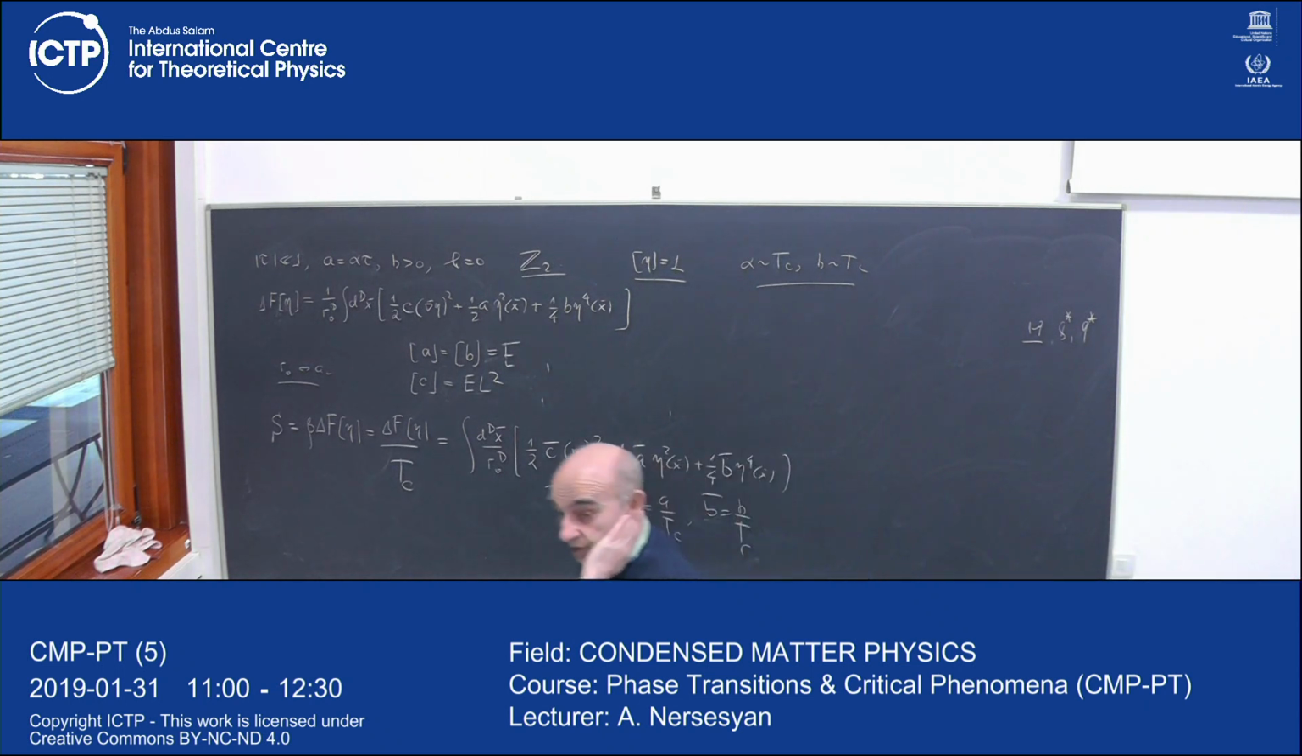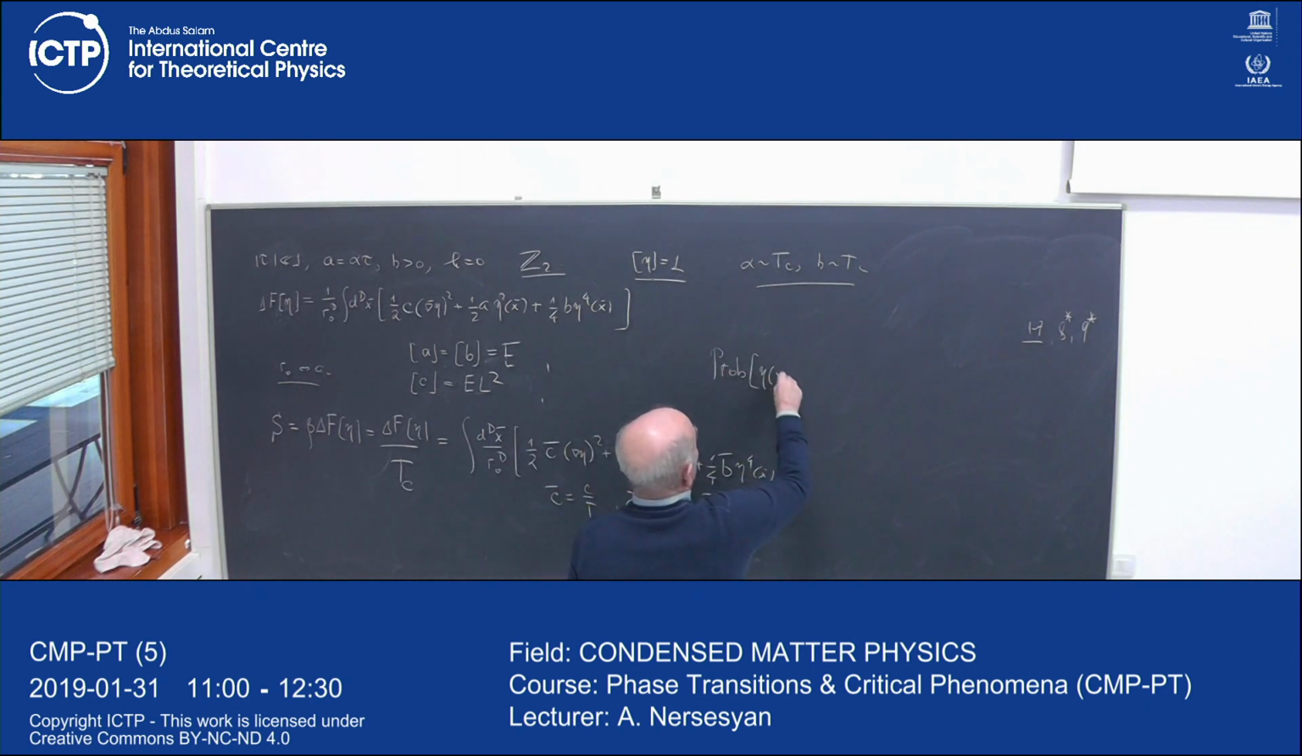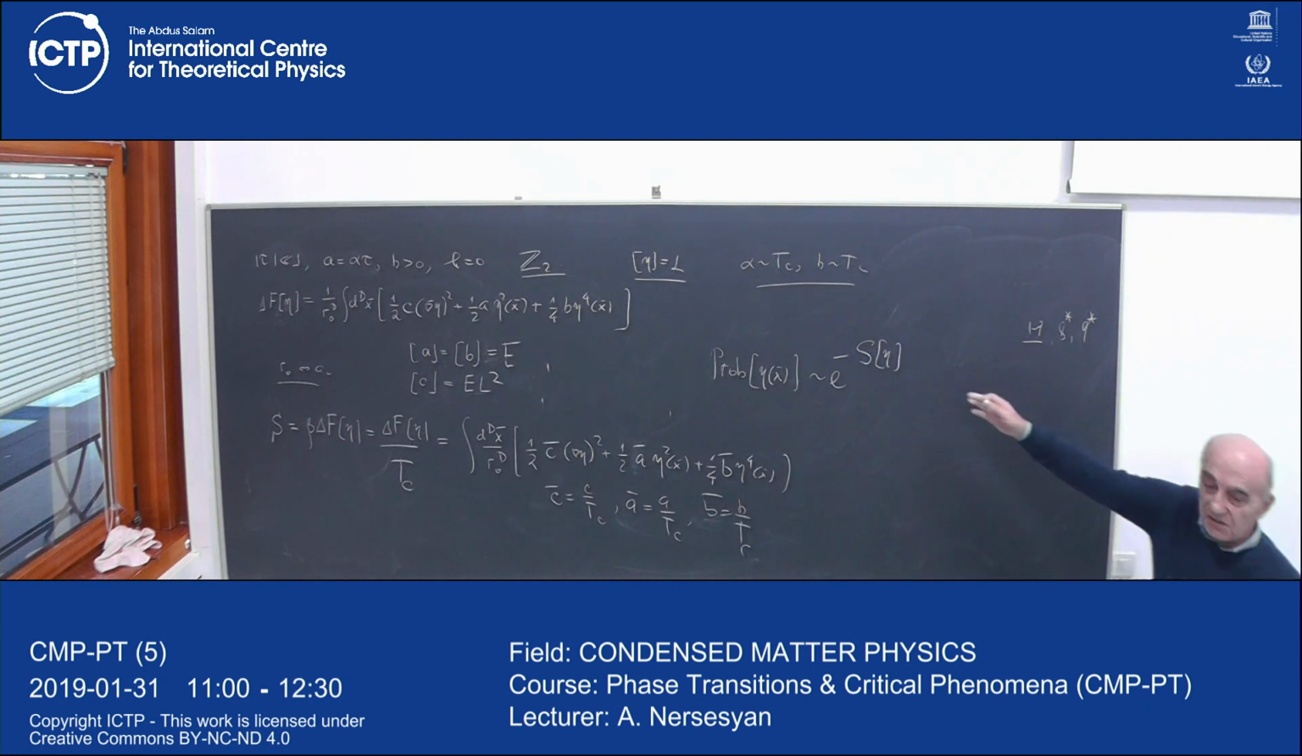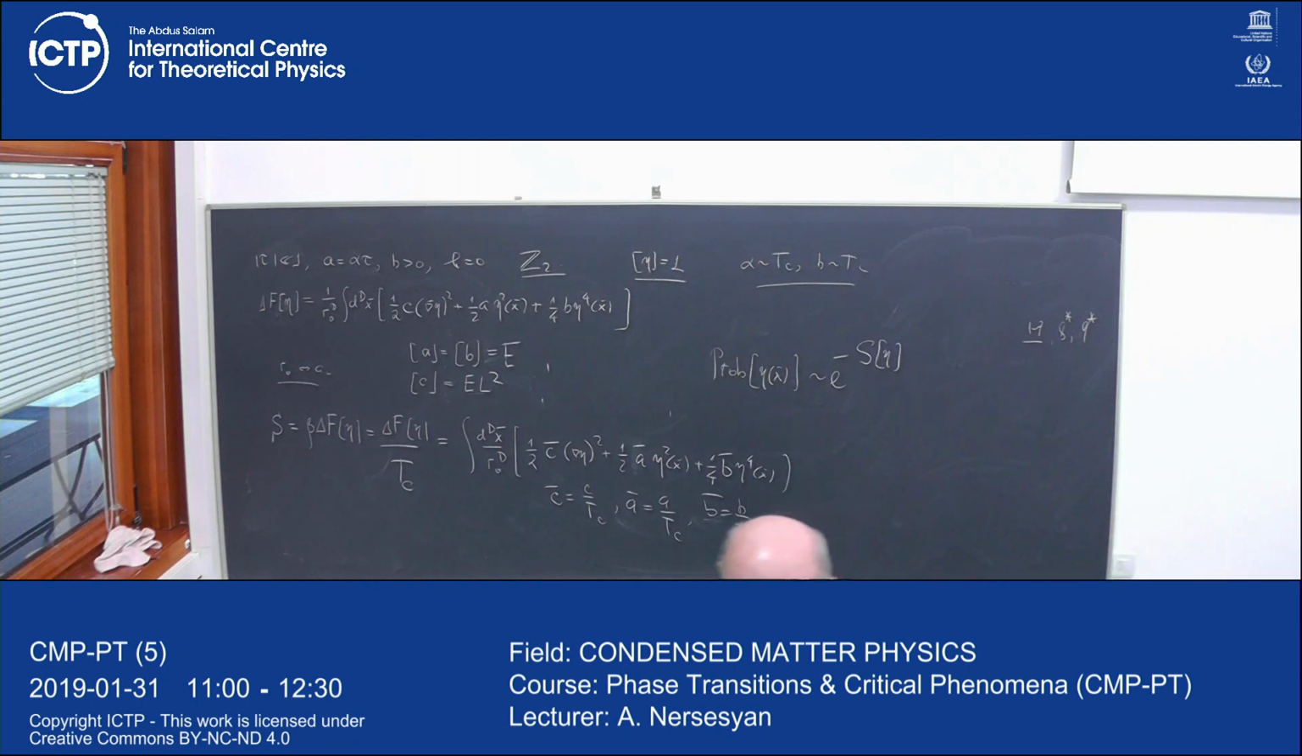Now, what is the main idea? The main idea is as follows. The probability of a given configuration will be proportional to the exponent of this action. So yes, it's actually the free energy divided by the temperature, so you should not be surprised. This is the Gibbs hypothesis, one of the basics of statistical physics.